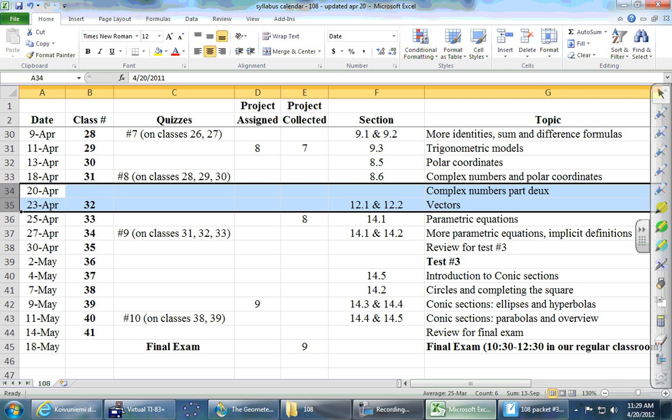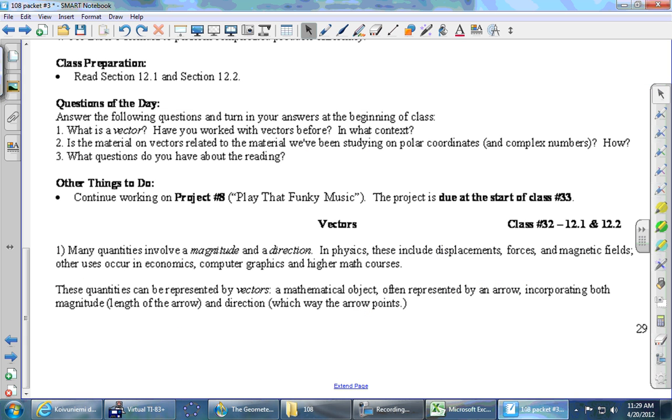All right, so we are back here on page 29, and we'll start here at the bottom with vectors. Can we go to Vance? Okay, Garrett? These quantities are often represented by an arrow incorporating both magnitude and direction.